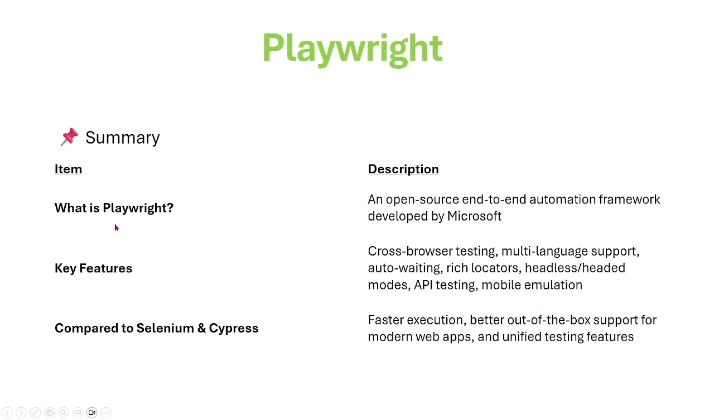What is Playwright? An open-source end-to-end automation framework developed by Microsoft. Key features: cross-browser testing, multiple language support, auto-wait, rich locators, headless and headed mode, API testing, mobile emulation. Compared to Cypress and Selenium, it offers faster execution, better out-of-the-box support for modern web applications, and a unified testing feature.